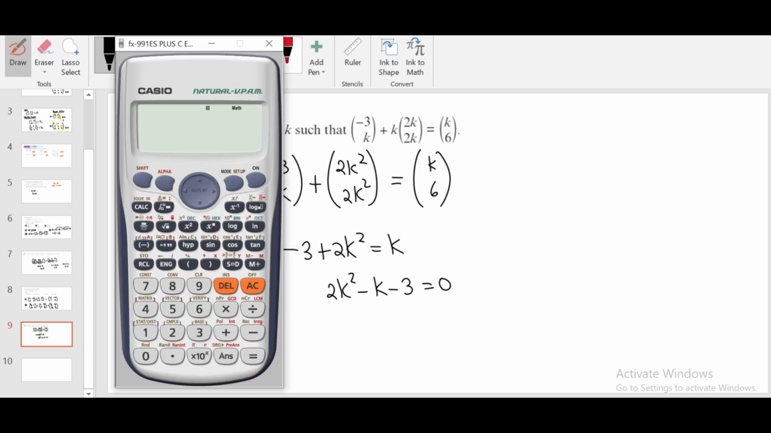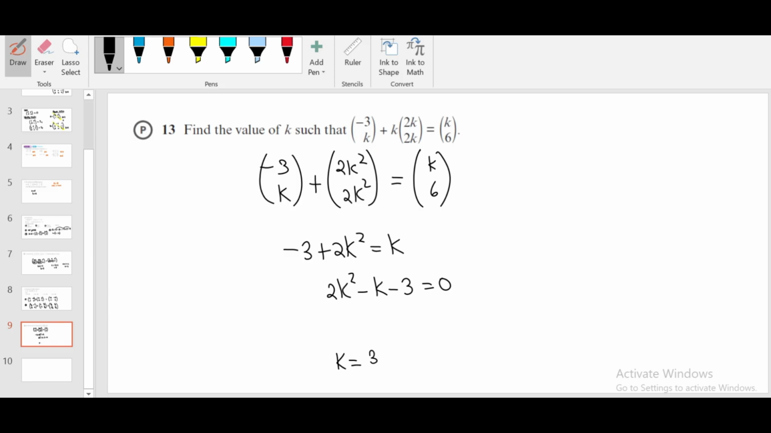right? So we need to use our calculator to solve it. 2, minus 1, minus 3. We get 3 over 2 and negative 1. K is 3 over 2, K is negative 1. But write one step here: 2K minus 3, K plus 1 is equal to 0. So there are two values here. But again, we need to take the second equation.